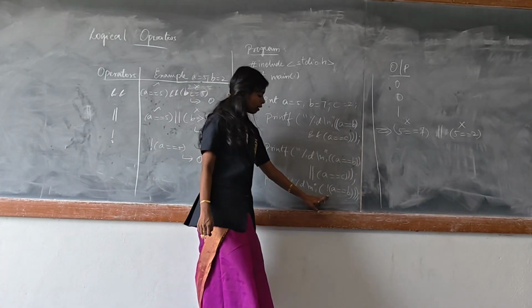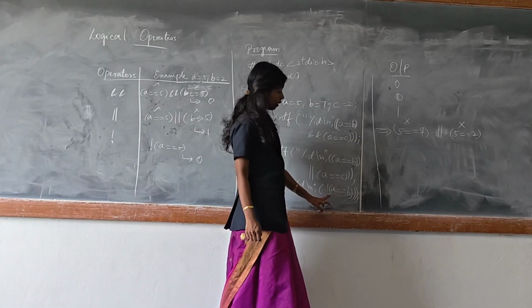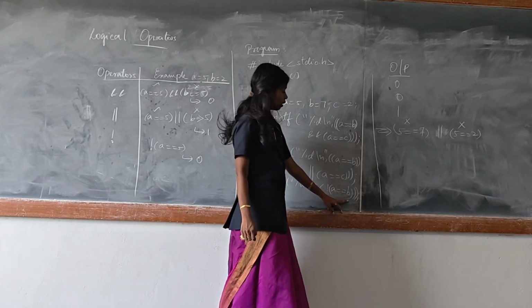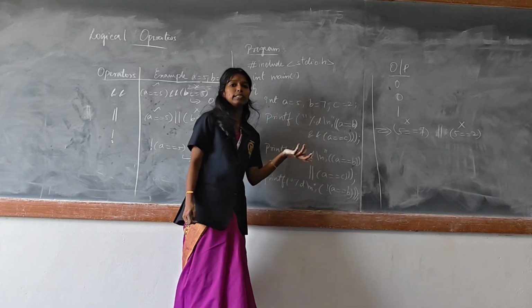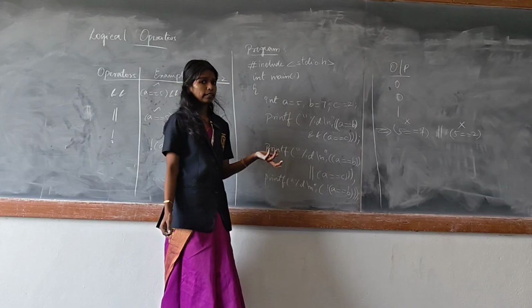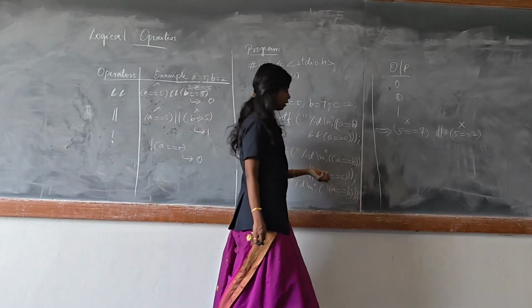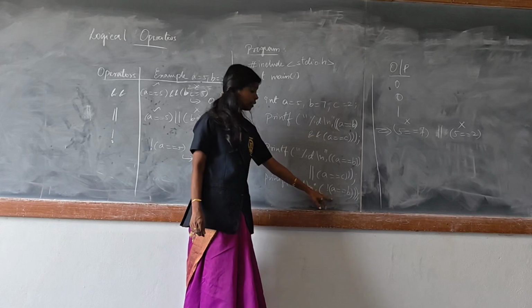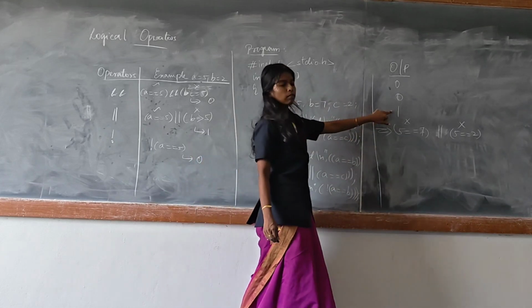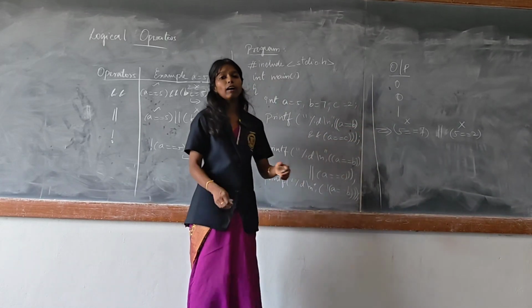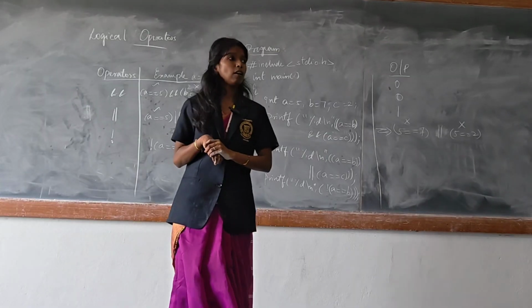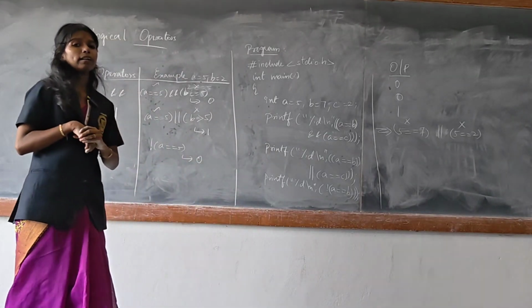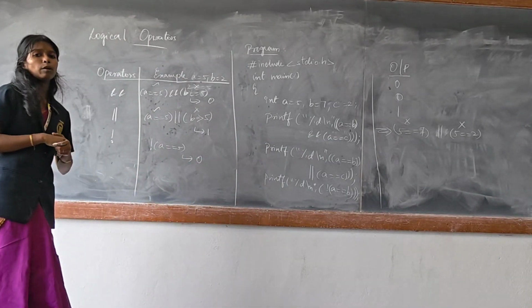Next, the NOT operator: NOT of a equal to b. So 5 equal to 7, no, the condition is not satisfied, so with the NOT operator it becomes true, so we get 1. Here we get the output as 1. This is the concept of logical operators.